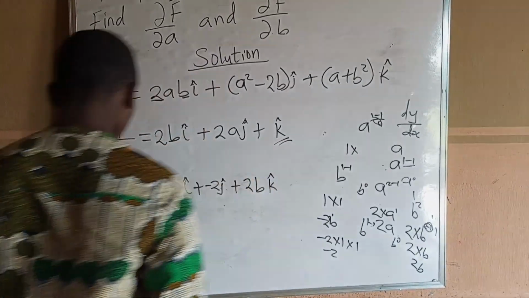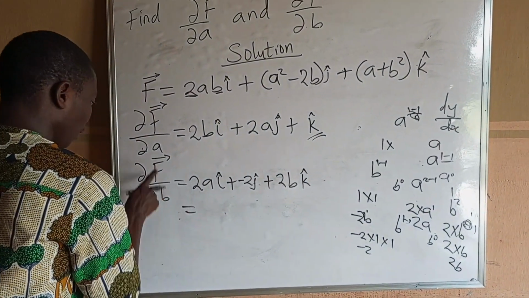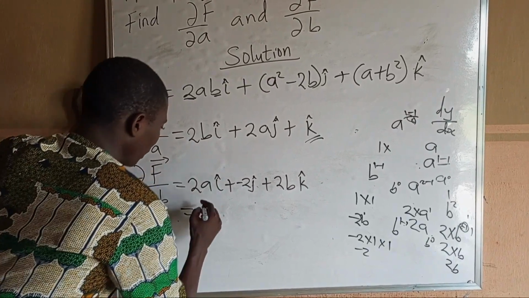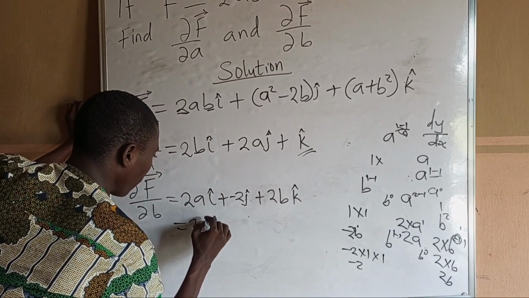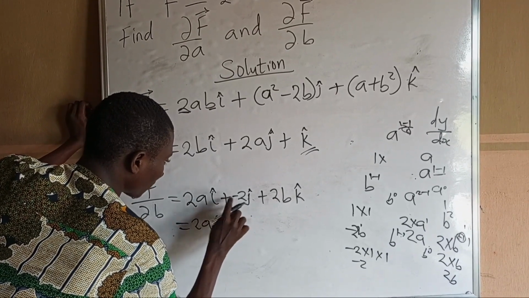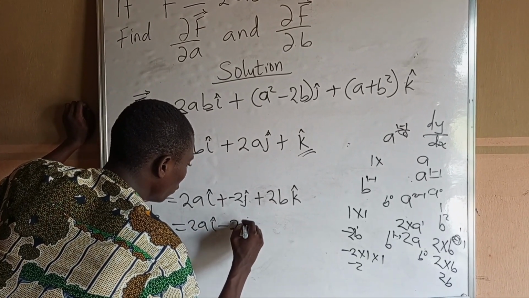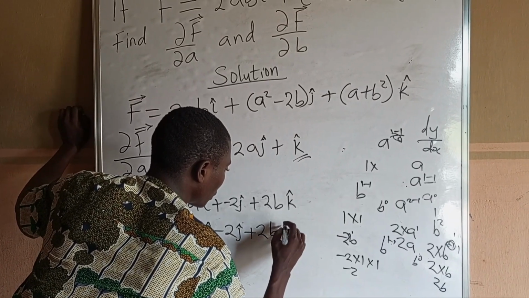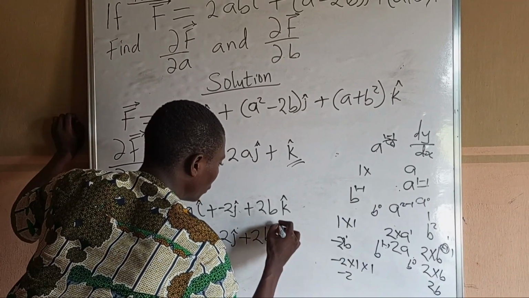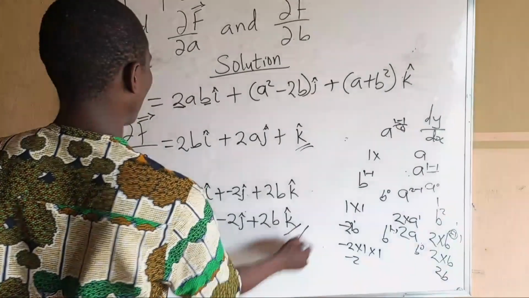So this will give me 2bk. So therefore, the partial derivative of f with respect to b, we have 2ai, plus times minus will give me minus 2j plus 2bk. Yes, that is our final answer.